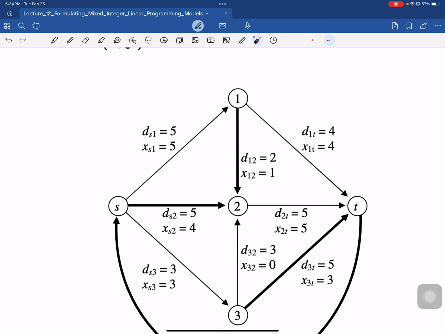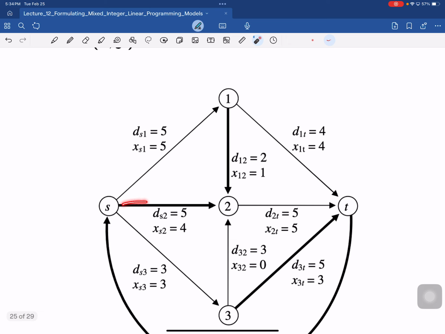Given those edges have capacity constraints, right? But in those intermediate nodes, they must be balanced. That means if you send, let's say, 5 units to 2, 2 must also send out 5 units to somewhere else, right? Only the source node can send out net flows, and the sink node can receive the net flows. Okay. Yeah, that's the problem definition here.